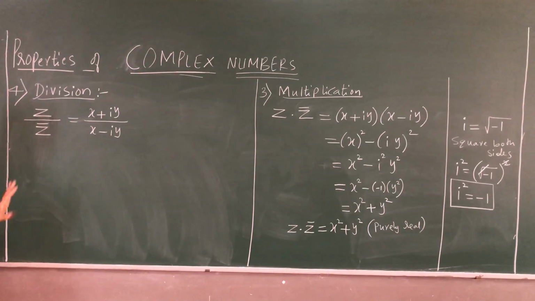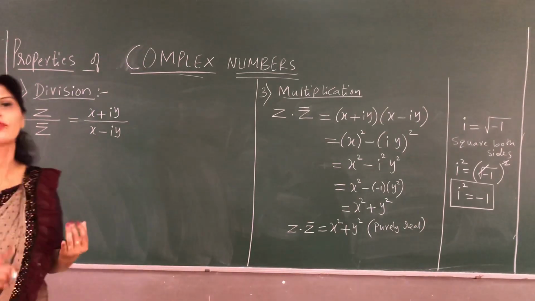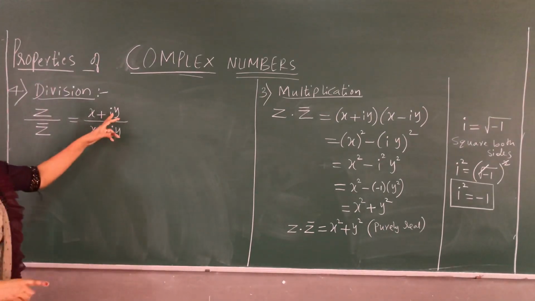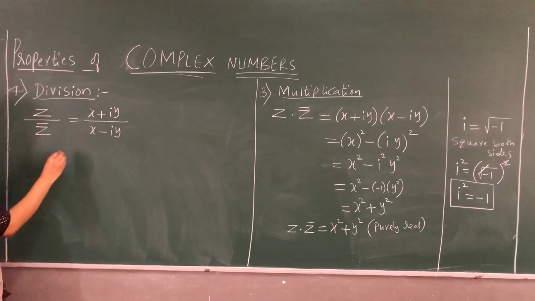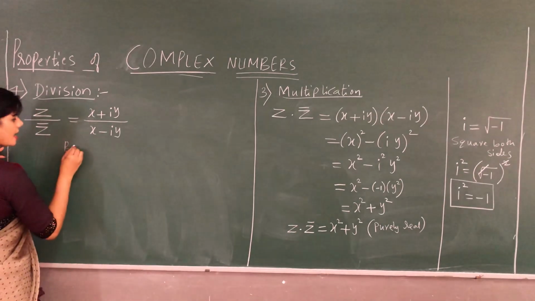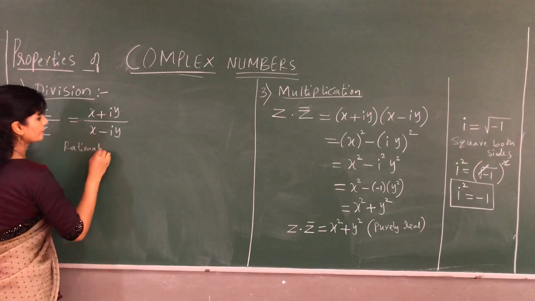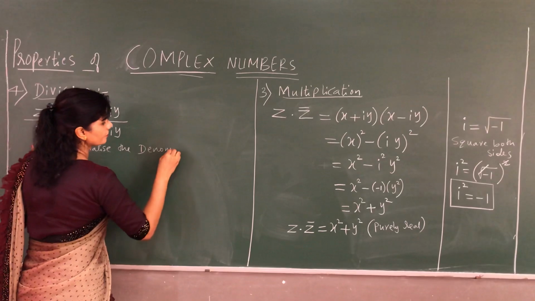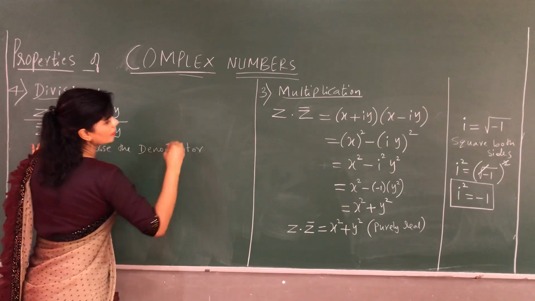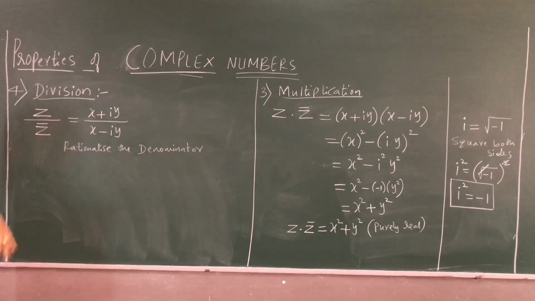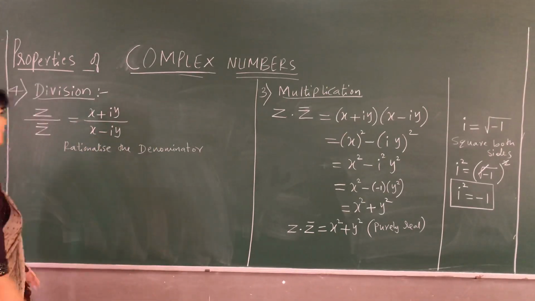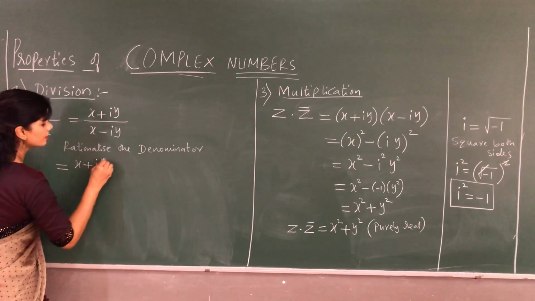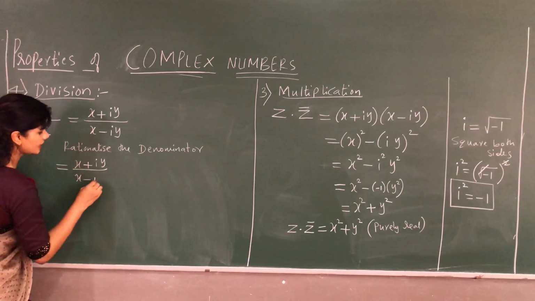Okay. Now how to divide? Whenever you see that division of complex numbers comes, you have to rationalize the denominator, children. Because you have to end up with it in the form of x plus iy. So therefore, if I rationalize, it becomes x plus iy upon x minus iy.